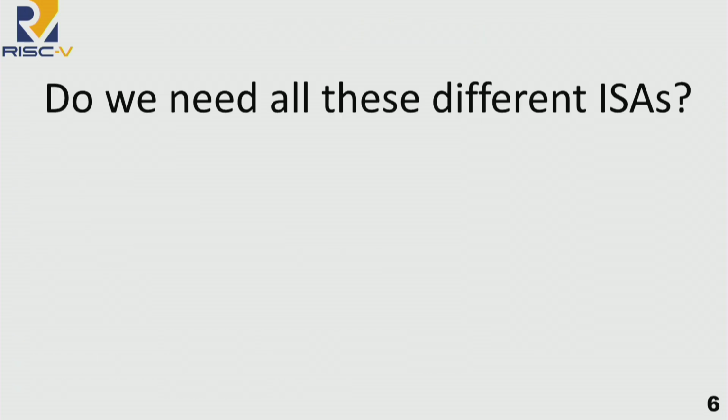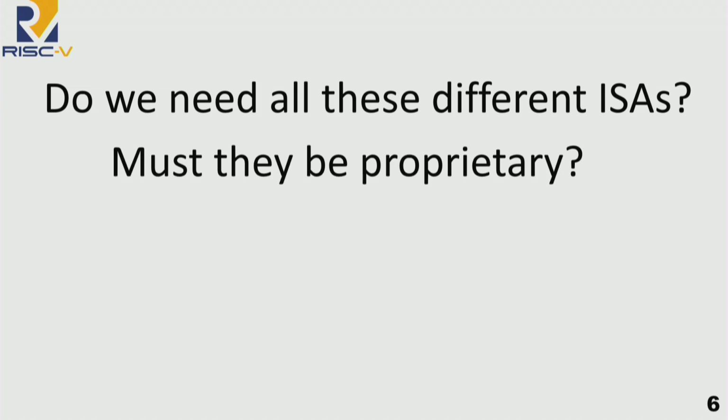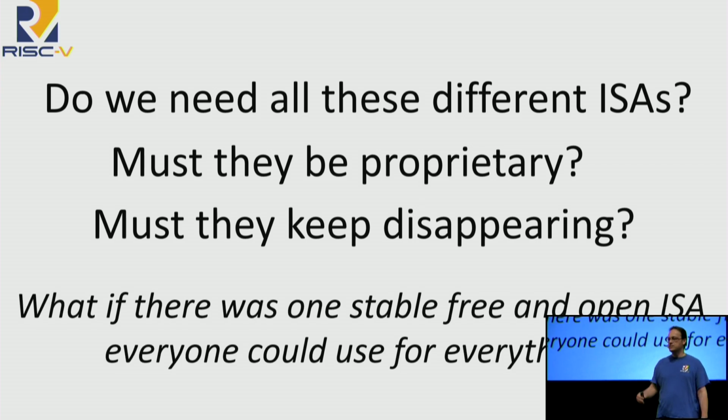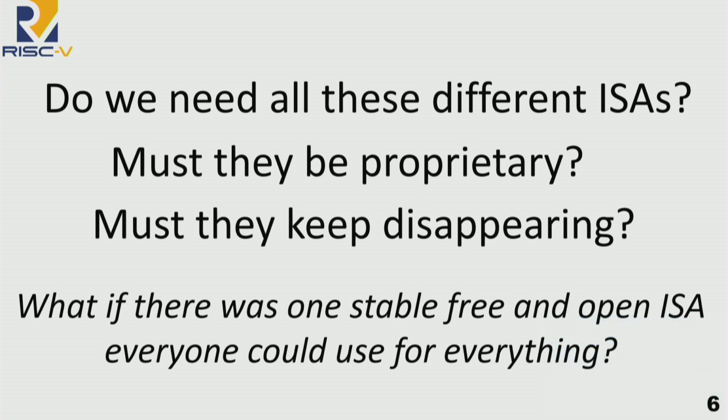So the question is, do we need all these different ISAs? Do they have to be proprietary? Do they have to keep disappearing? Right? So the big premise behind the RISC-V project is: what if there was one stable, free, and open ISA that everybody could use for everything? And that's really what we're trying to do in the RISC-V project.